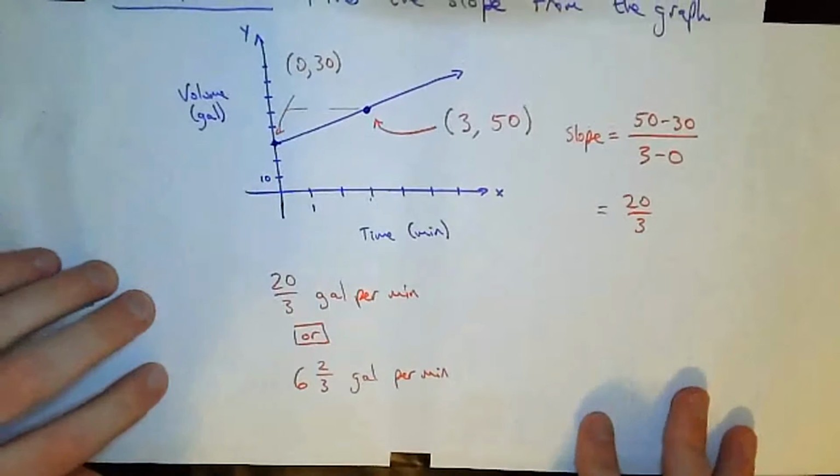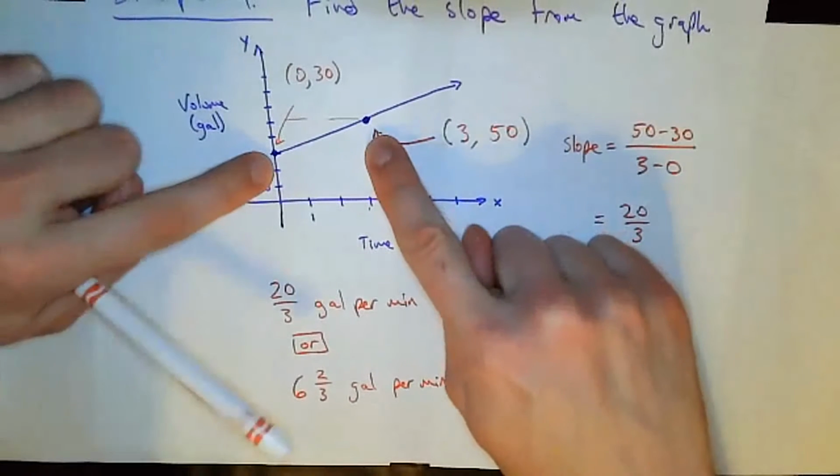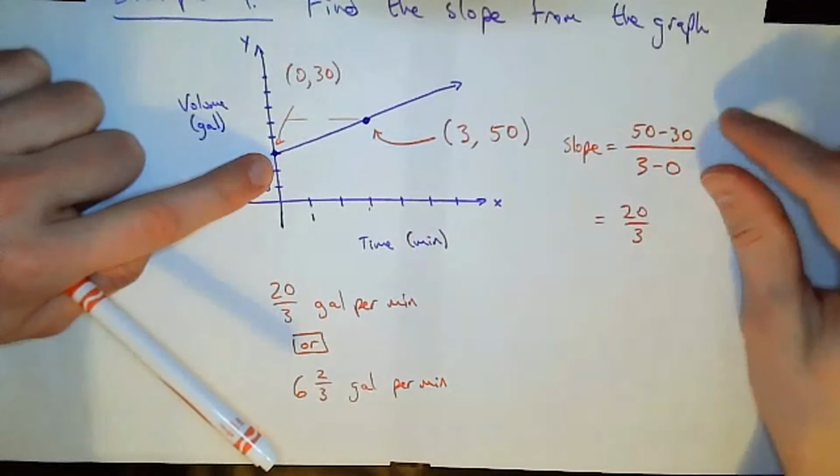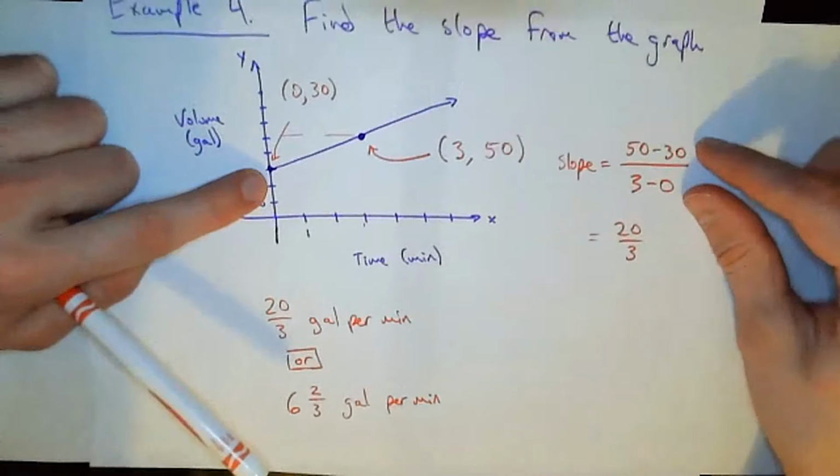So to read slope from a graph, you have to pull 2 points. You have to find 2 points on the graph and then build the slope using that slope formula.